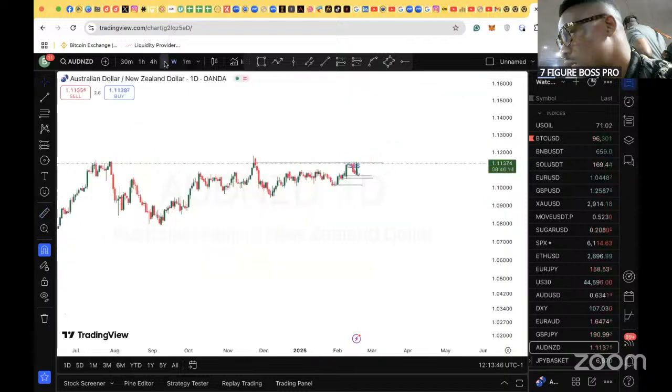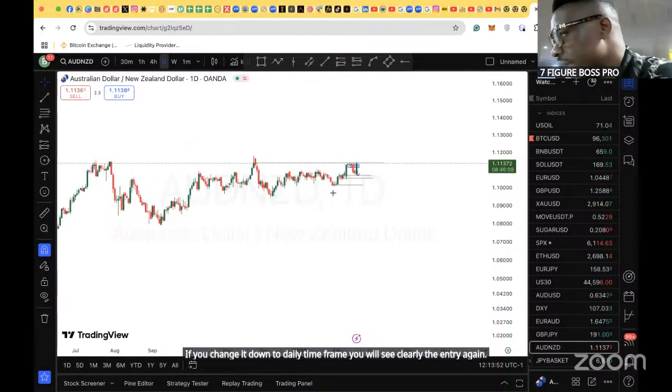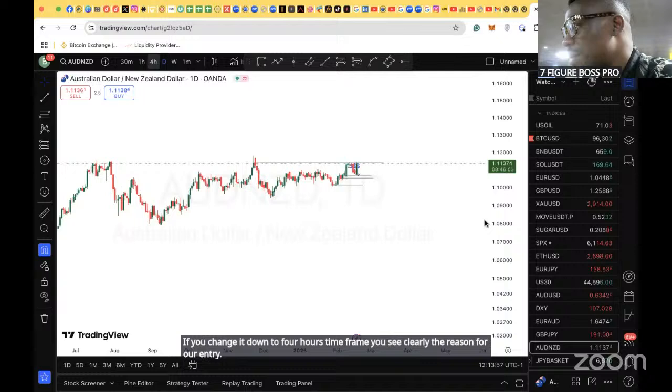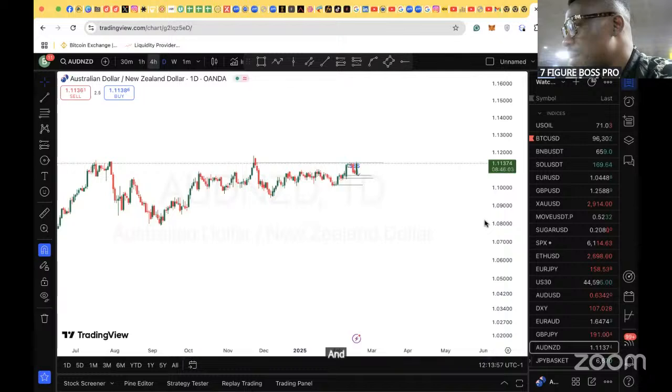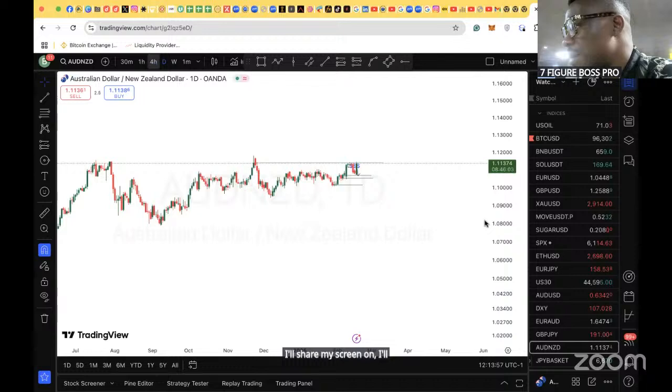If you change it down to daily time frame, you will see clearly the entry again. If you change it down to 4 hours time frame, you see clearly the reason for our entry. And as we keep on going with that analysis and we keep on going with that trade, you'd see that we are making progress.